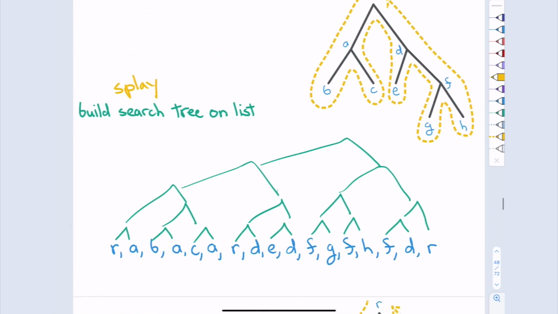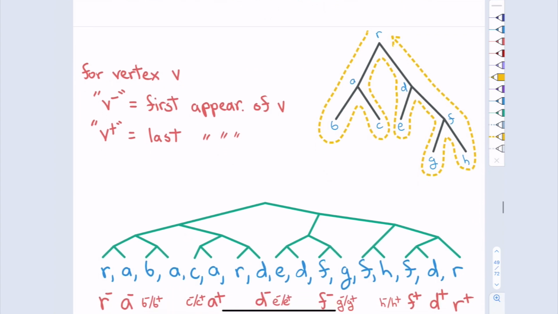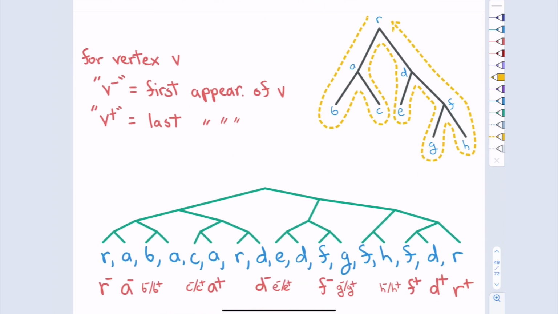So what does that let us do? For a particular vertex on the Euler tour, look at R, for example. R appears about 3 times, at the very beginning, at the very end, and once in the middle when we switch from one subtree to another. For a particular vertex V, I'll let V minus denote the first time it appears in the list, and V plus denote the last time it appears in the list.